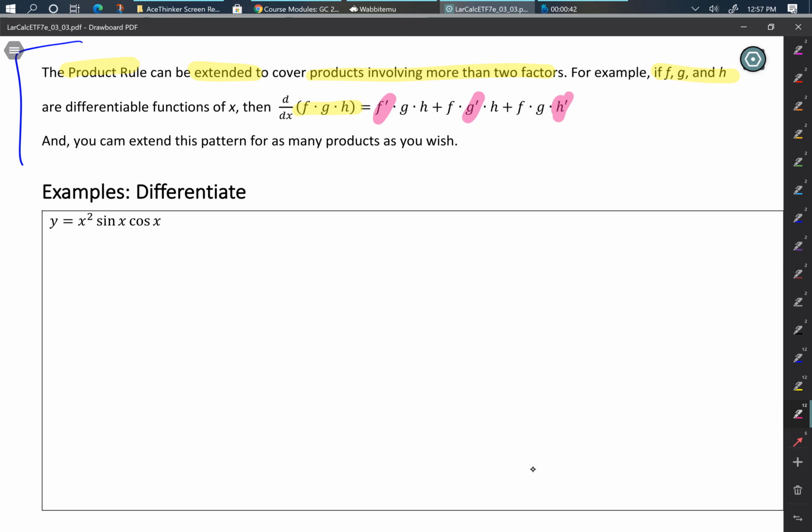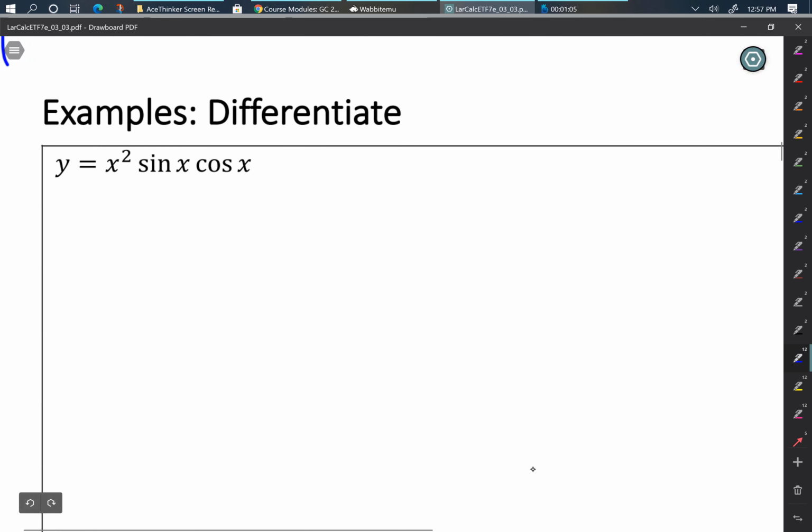And if you had four functions all multiplied together, you could extend this out. And what you're going to end up with is just a whole bunch of things added together. And so if there are three functions, there are going to be three terms added together. Each has one derivative and two plain old functions in it. Okay? So when I look at what's happening with this one, I'm seeing three things being multiplied together.